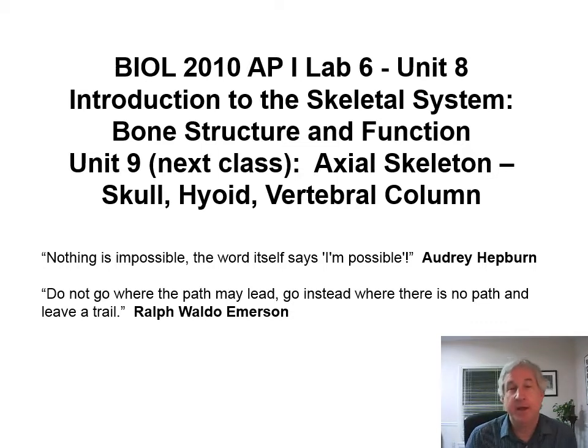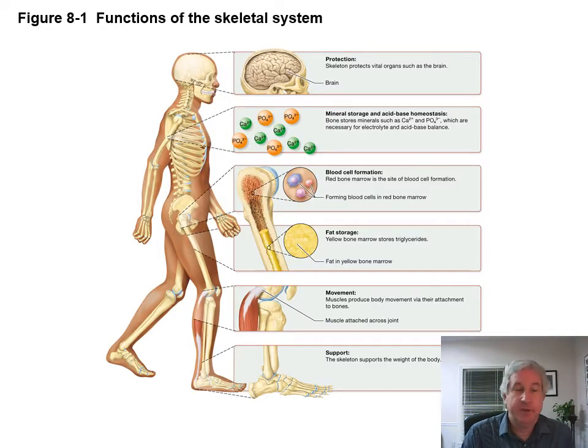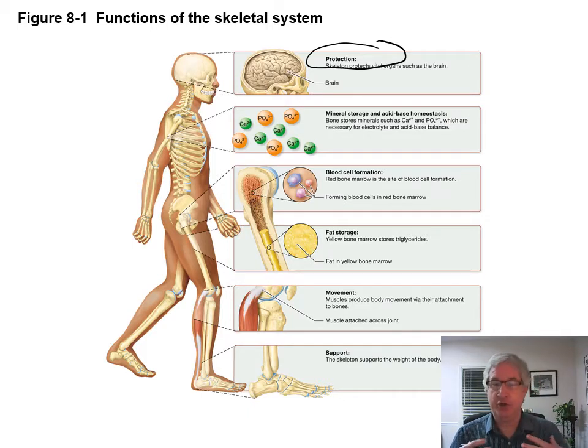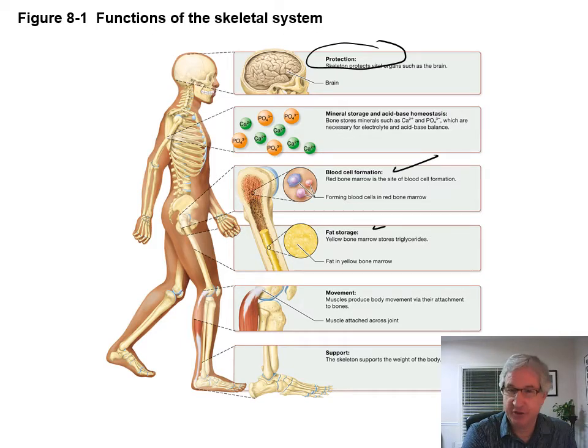Next slide. So what are the functions of the skeletal system? The skeletal system does several things for you. One, it protects things. It protects vital organs like the brain, the rib cage protects the heart and lungs, so there's a lot of protection that goes on. It also protects things that are internal to the bones, like the red bone marrow. So you have blood cell formation.